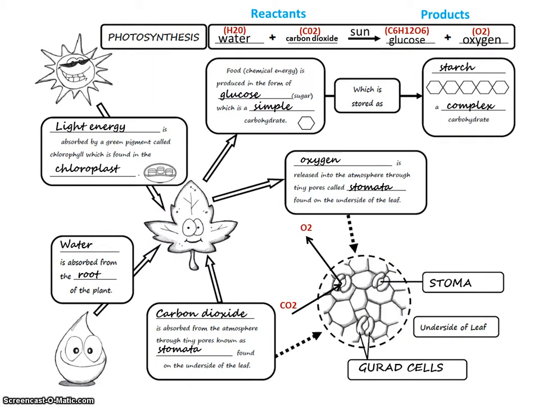Real quick recap. Photosynthesis is how plants make their food. They take the energy from the sun, water from their roots, carbon dioxide in through their stomata, and then they produce glucose, which is their energy that they store as starch, and oxygen is also released through the stomata. And that's photosynthesis in a nutshell.